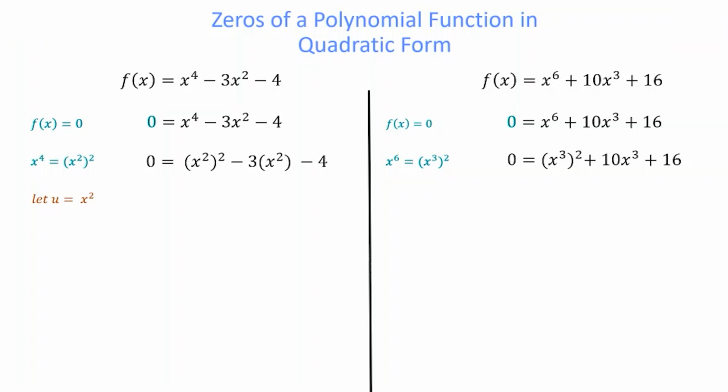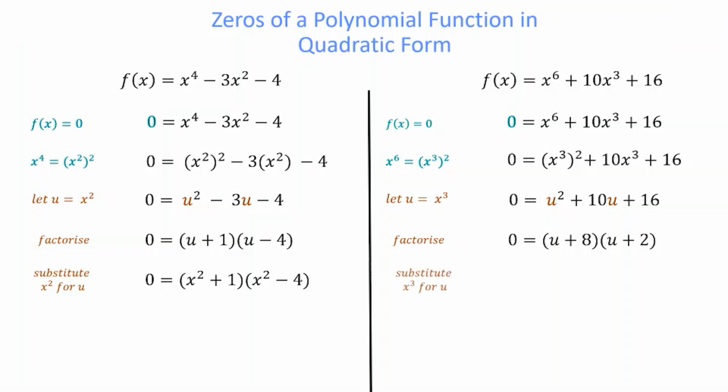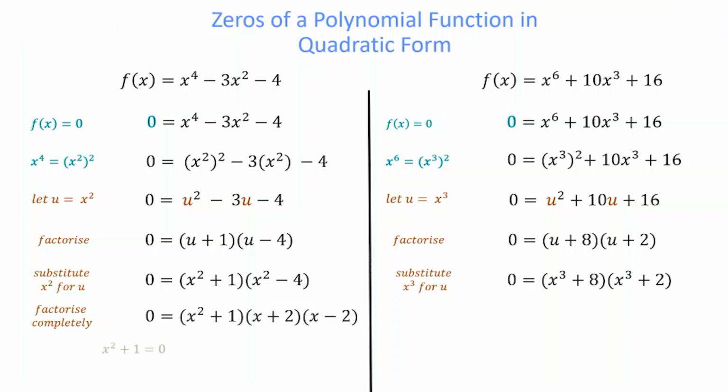Now I'll let u equal x squared. So I'll have 0 equals u squared minus 3u minus 4. And then we'll factorize. So I'll have 0 equals u plus 1 multiplied by u minus 4. Now I'll substitute back into this my x squared that I had originally. So now 0 equals, in brackets, x squared plus 1 multiplied by x squared minus 4. This can be further factorized, and then I find my solutions.